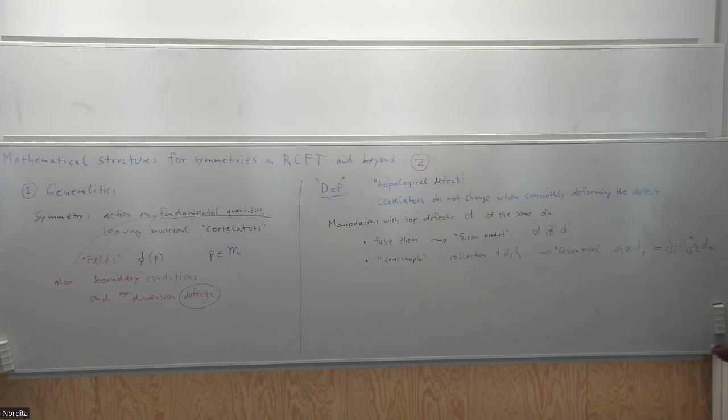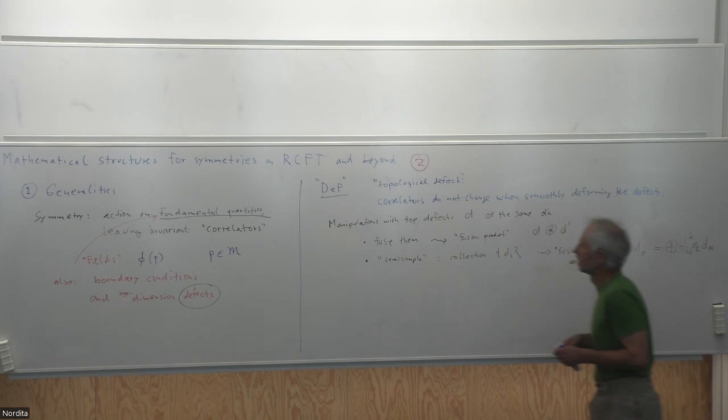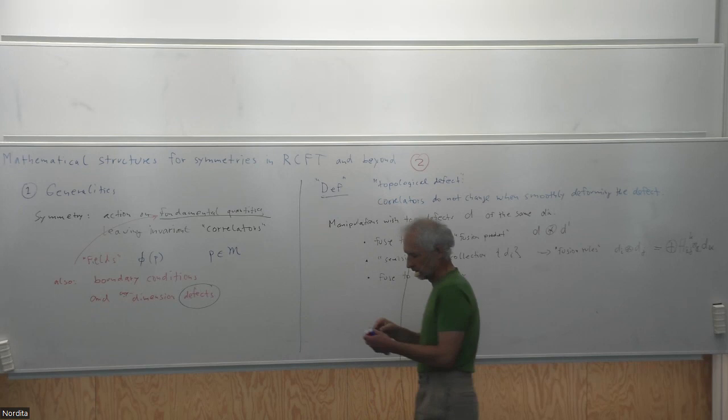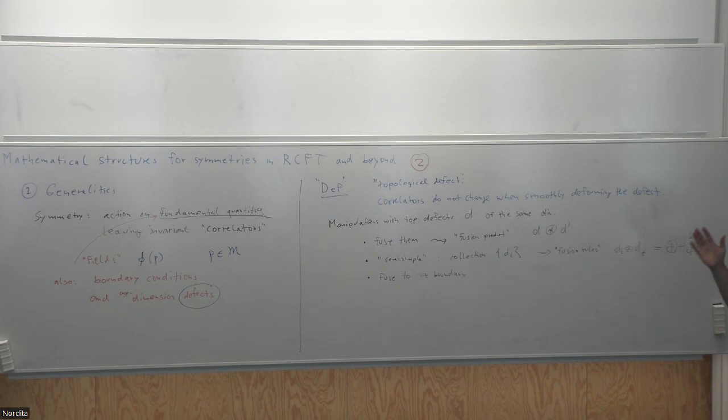Then you can also fuse a codimension one defect to a boundary, simply because a boundary is just a special type of codimension one defect, where on one side you have something, but it's the end of the world. There's nothing on the other side.